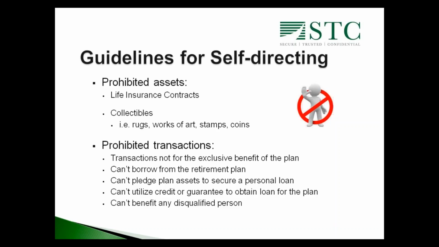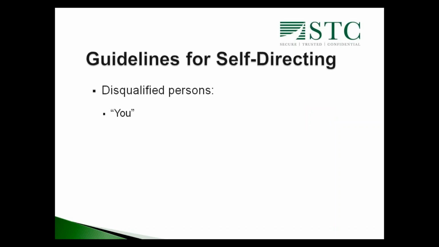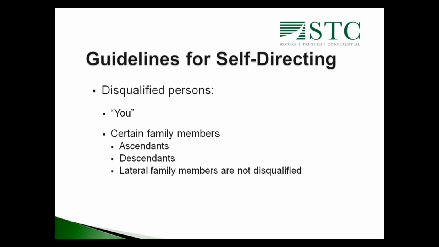In addition, your retirement plan transaction cannot benefit any disqualified person. So let's take a quick look at who disqualified persons are. And you'll see that the very first person I put out on the screen is you. You and your retirement account are two different entities, and you may not do a direct transaction with your retirement account. And if you are married, this would include your spouse as well. There are additional family members who are also disqualified persons. Ascendants, so that would mean your parents, your grandparents, on up the line, and descendants, that would mean your children, your grandchildren, on down the line, are disqualified persons.